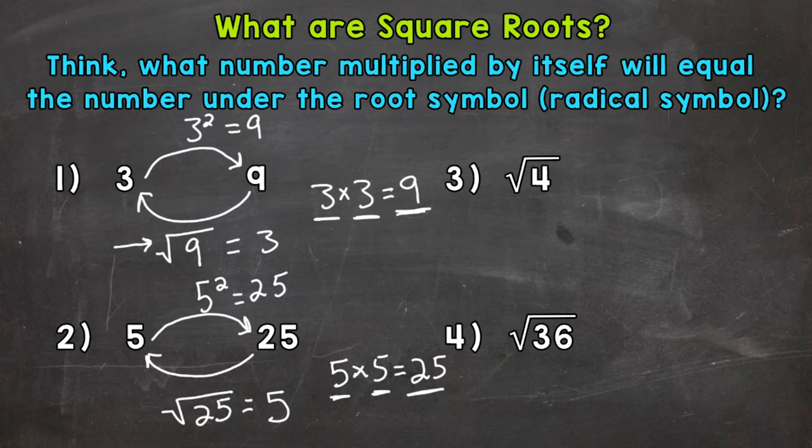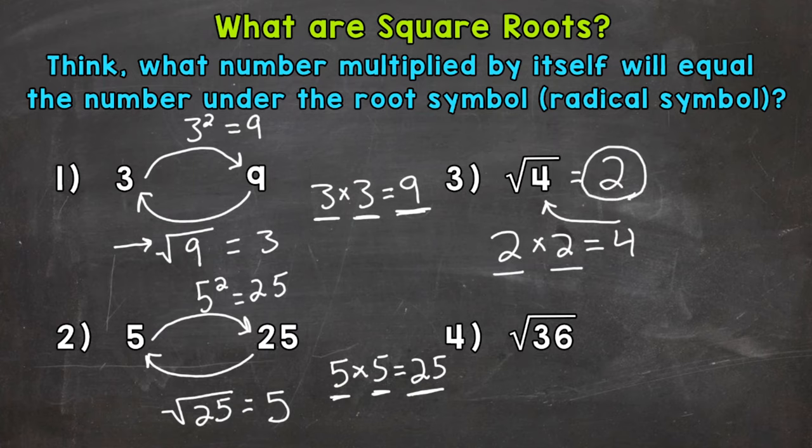Let's move on to numbers 3 and 4, and we're just going to take the square root of these numbers. So for number 3, we have the square root of 4. Well, we know 2 times 2 equals 4. A number times itself equals the number under the square root symbol. So the square root of 4 equals 2. That's our final answer. And lastly, number 4, we have the square root of 36.